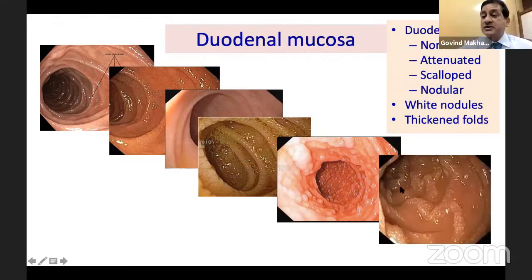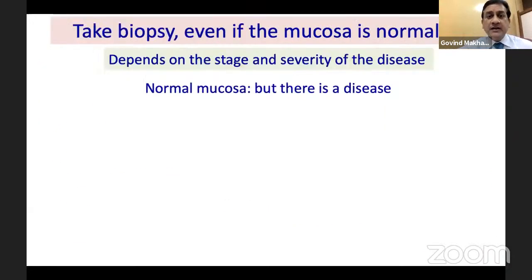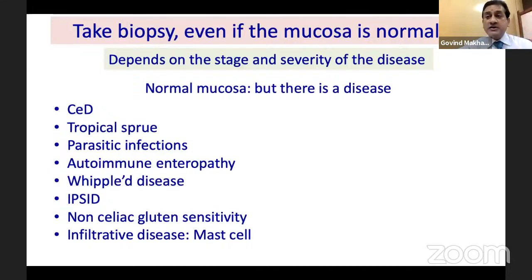If you find these whitish nodules, whitish spots on the endoscopy, this is just lymphatic dilatation, and this could be a diagnosis, so take biopsy from these places. A normal-looking endoscopy does not mean they are structurally normal. They look normal, but they may have major diseases like celiac disease or tropical sprue. They may have atrophy but look totally normal. Never miss taking biopsy in them. If you miss biopsy, your diagnosis is missed.